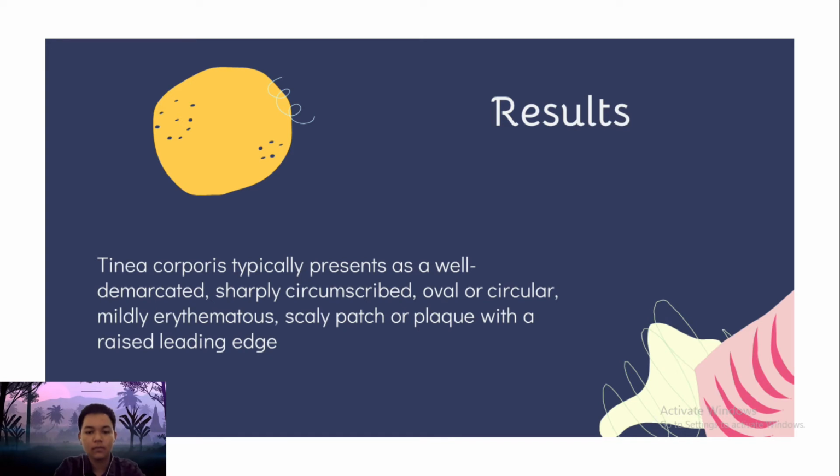Next, result. Tinea corporis typically presents as a well-demarcated, sharply circumscribed, oval or circinate, mildly erythematous, scaly patch or plaque with a raised leading edge. Male predominance is common. The diagnosis is often clinical but can be difficult with prior use of medication, such as calcineurin inhibitors or corticosteroids. Dermoscopy is a useful and non-invasive diagnostic tool.